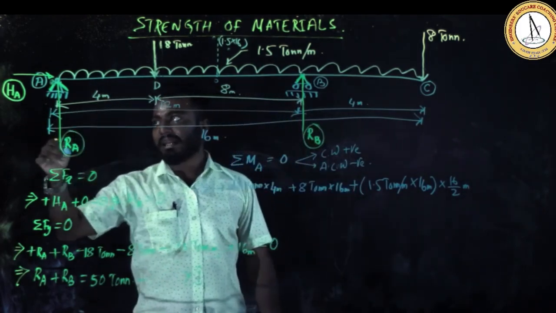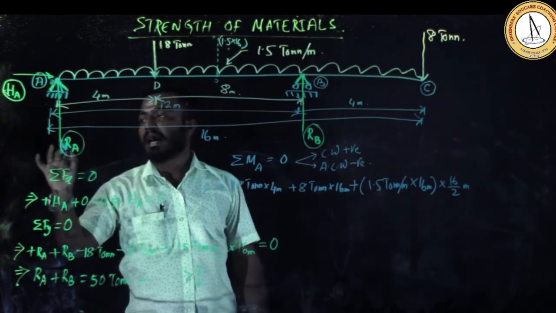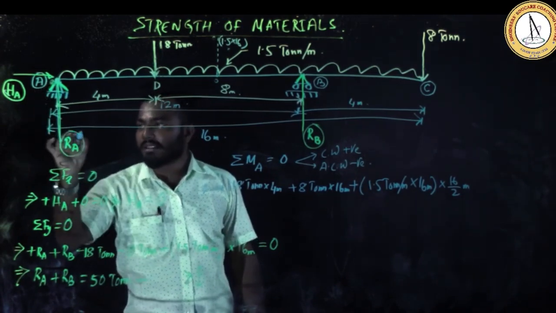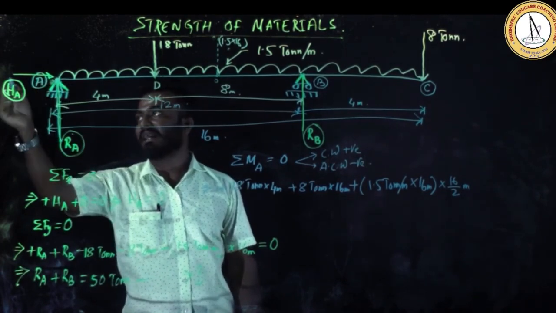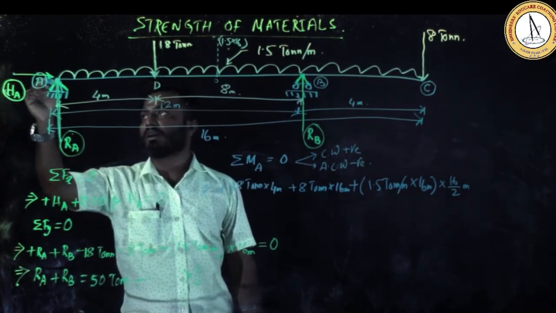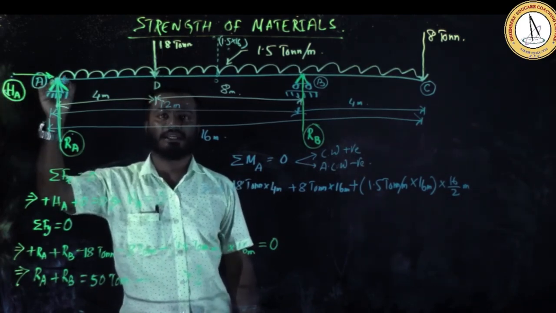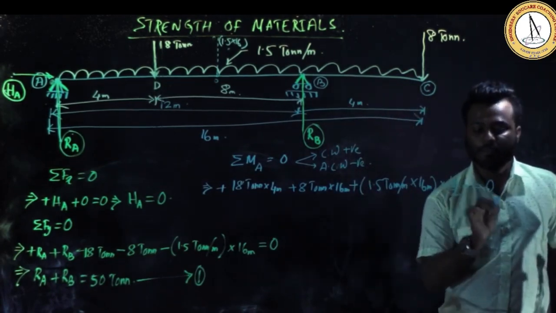There are two forces, RA and HA, which are also acting at A, but they will not come into the picture. If we consider the moment because of RA at A, there is no perpendicular distance. Similarly, HA also cannot create a moment at A, because HA doesn't have any perpendicular distance with A. So I am not considering those. So resultant is equal to 0.